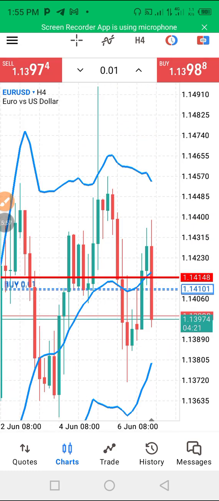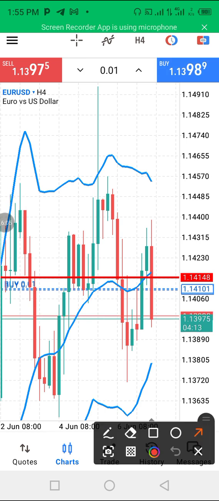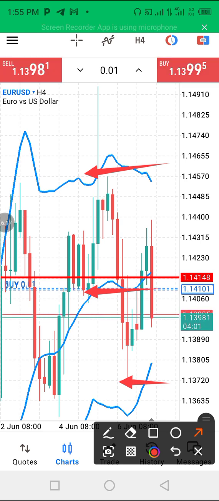The Bollinger Band usually comes in three pairs. One is this place, like our resistance that I told you about. This place is the support, and we have a midpoint, which can either act as support or resistance, depending on where price is at the time.